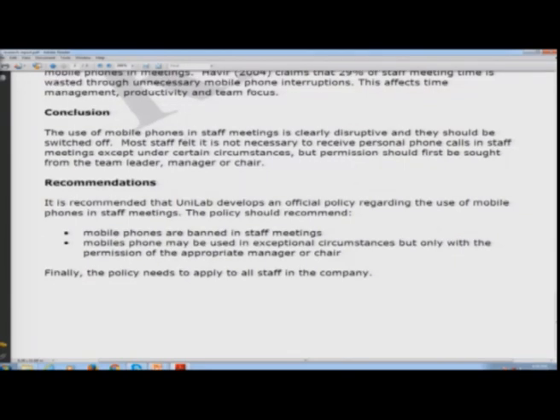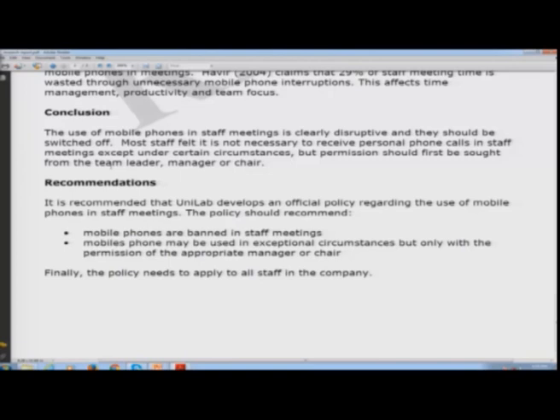Conclusion: the use of mobile phones in staff meetings is clearly disruptive and they should be switched off. Most staff felt it is not necessary to receive personal phone calls in staff meetings except under certain circumstances, but permission should first be sought from the team leader, manager or chair.